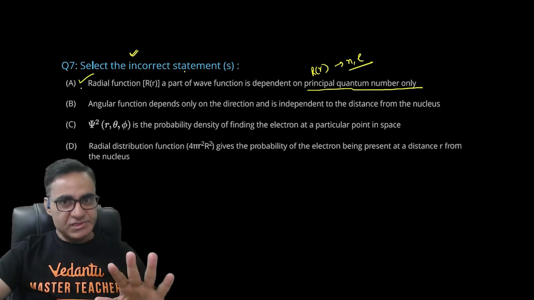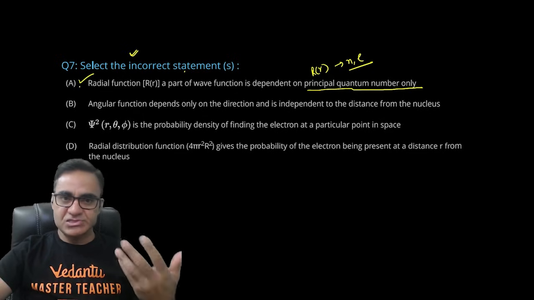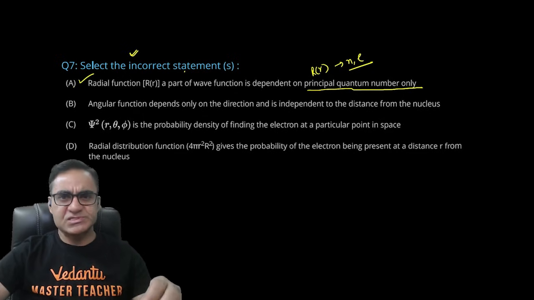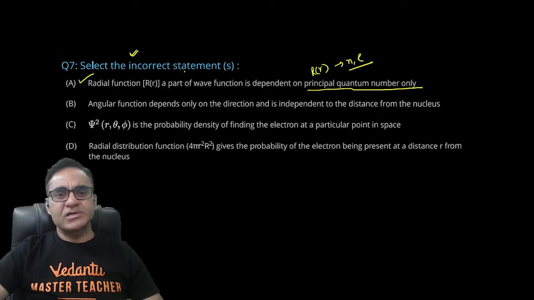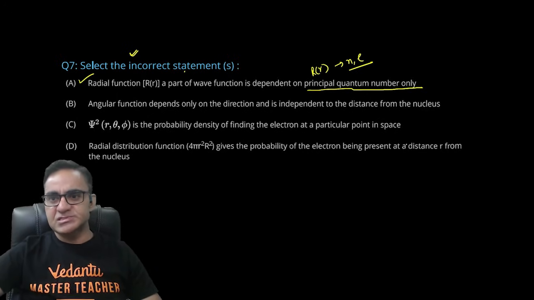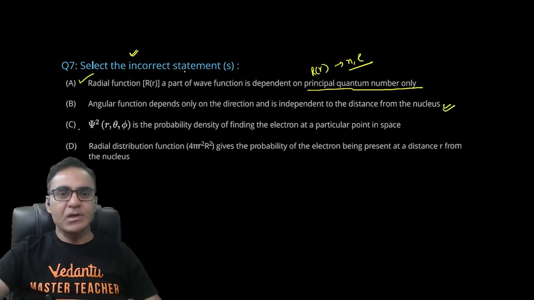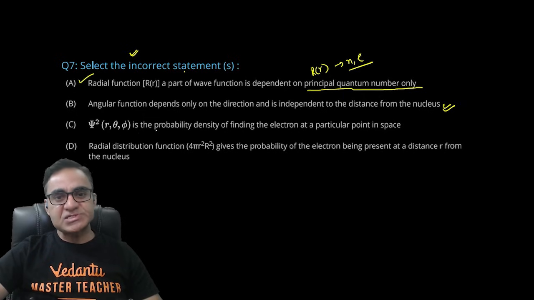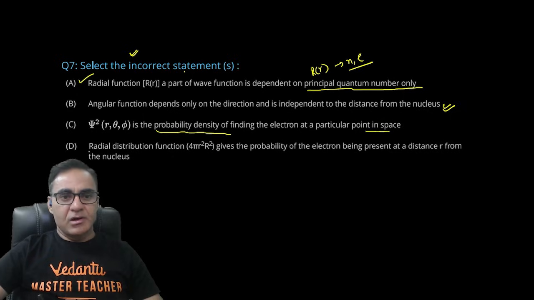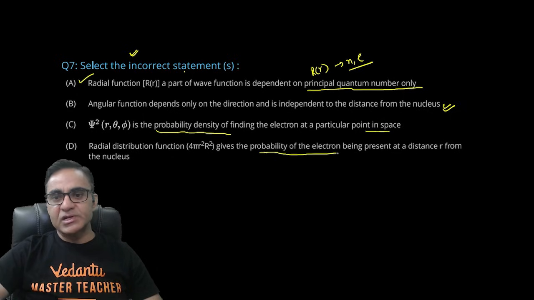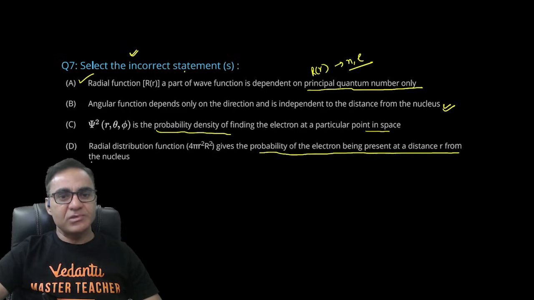If only one option is correct in such a question, you don't need to waste your time on B, C, D. But I have to explain. Angular function depends only on direction and is independent of the distance from the nucleus. This is correct. The angular part depends only on direction, not on radius or distance. Okay. Psi squared r theta phi is the probability density, that's correct, of finding the electron at a particular point in space. Yes. Radial distribution function 4 pi r squared gives the probability of electron being present at a distance r from the nucleus. Yes.